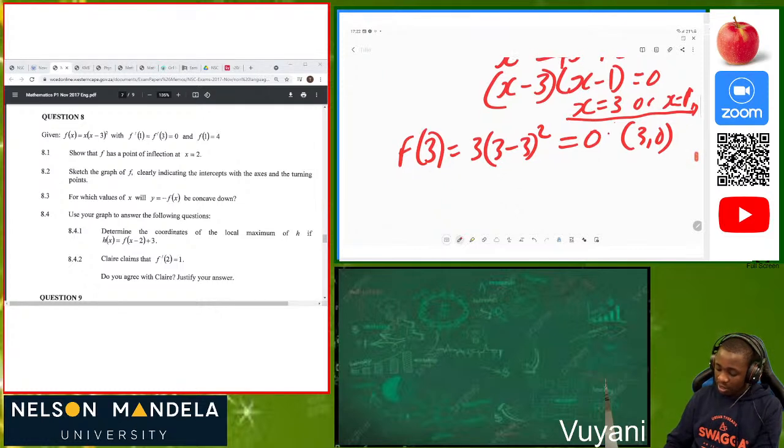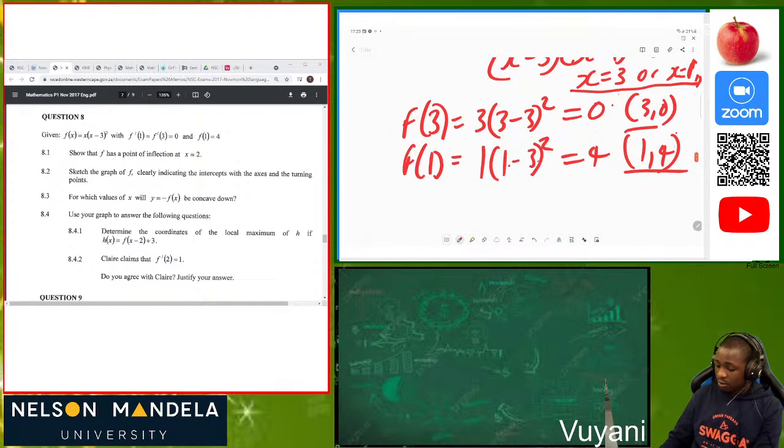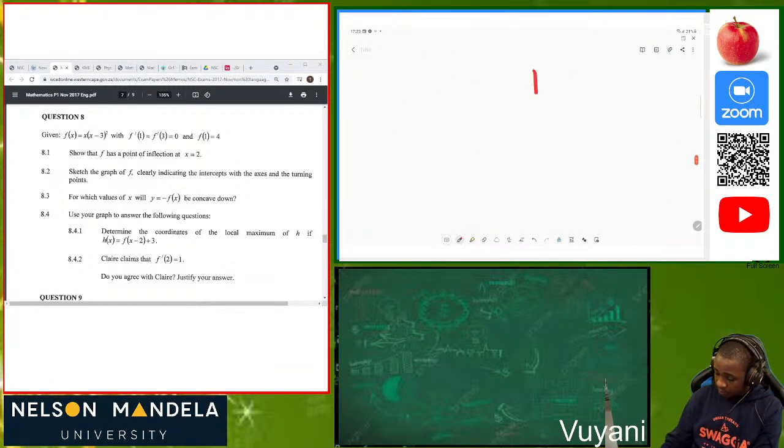Now let's substitute 1. So f of 1 is equal to (1 minus 3) all squared. 1 minus 3, guys, is negative 2. Then 2 squared is equal to 4. So in other words, we have (1, 4). These are our stationary points. So we have everything which we need now. Let's plot it so that you can see it, guys.